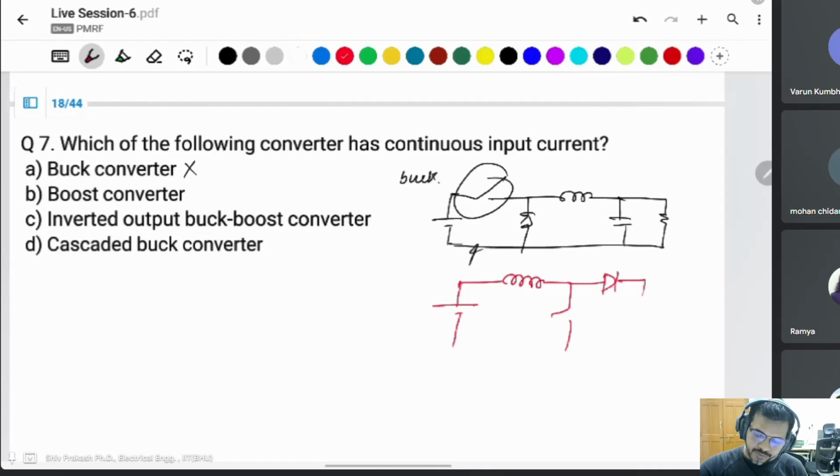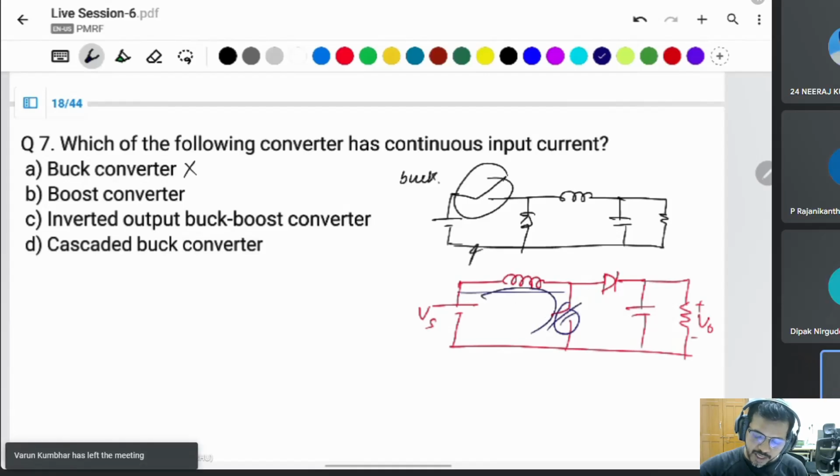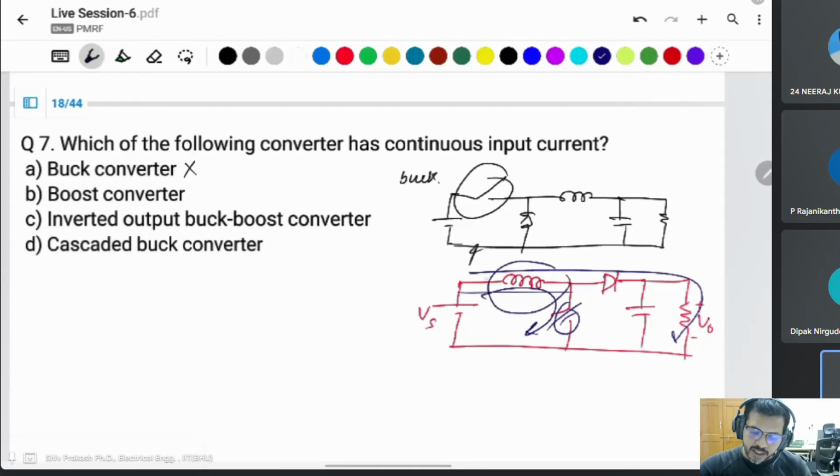This will be a diode, V naught, Vs. What happens here? If the switch is on, then current is flowing through this one. If the switch is off, then current is flowing like that. In both conditions, the input current will be continuous. That's why the boost converter has a continuous input current.